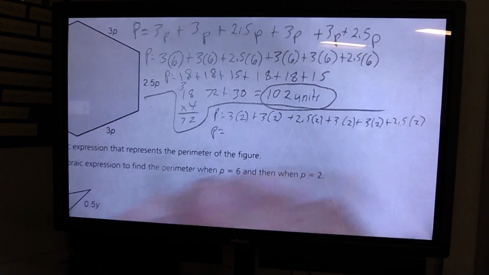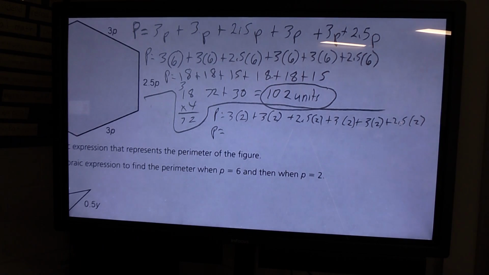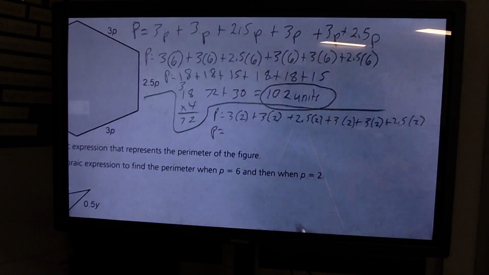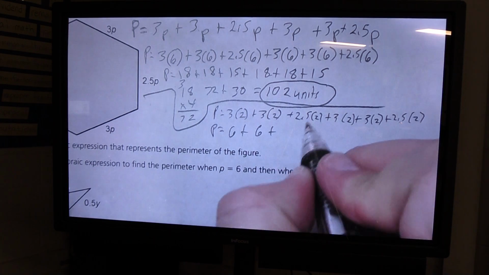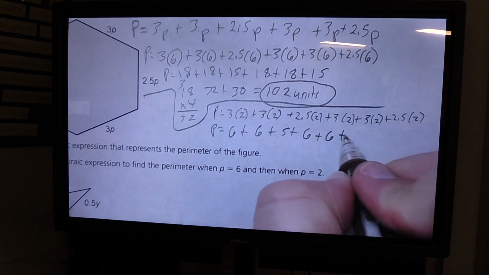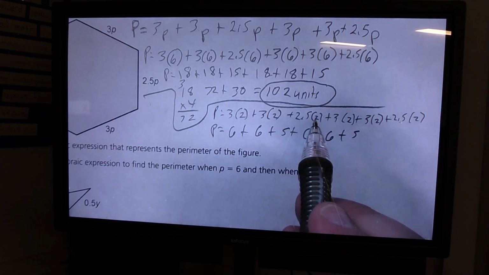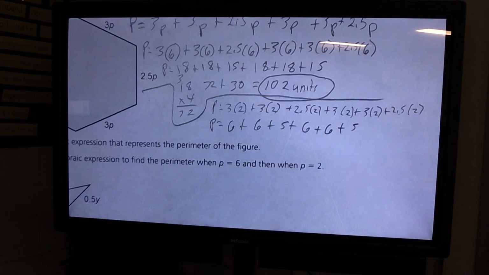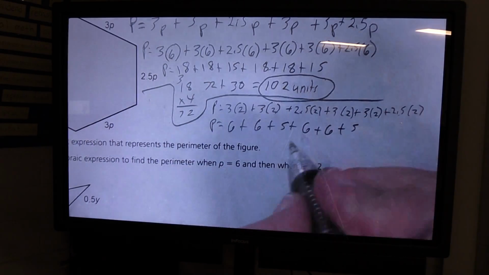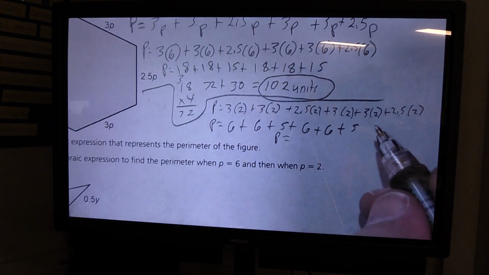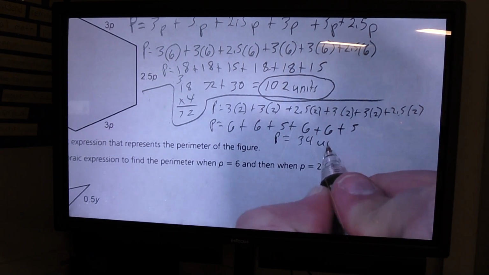Alright, so now, using order of operations, I'll multiply each of those coefficients by 2 this time. So this is going to be 6 plus 6 plus 5 plus 6 plus 6 plus 5. And I got that because 3 times 2 is 6 and 2.5 times 2 is 5. Now I can just use mental math to add those together. So I have 6 plus 6 is 12, plus 5 is 17, plus 6 is 23, plus 6 is 29, plus 5 is 34. So the perimeter when p equals 2 is 34 units.